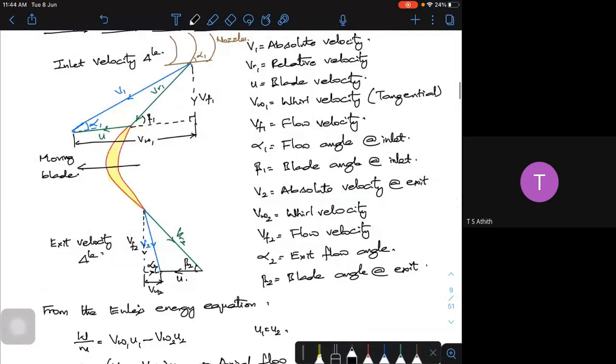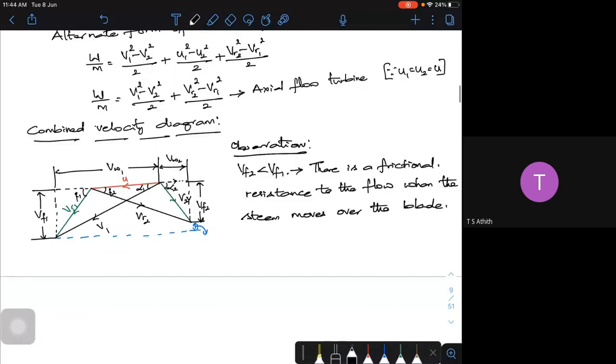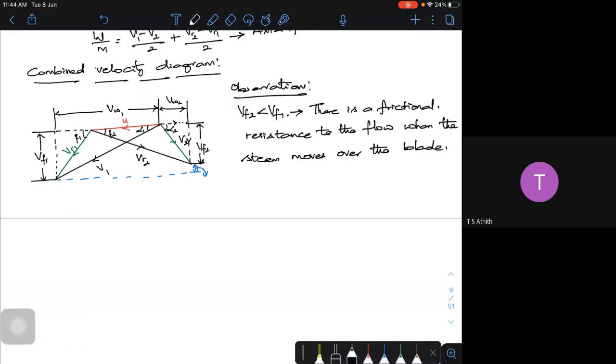Look at this. It is your VR1. The fluid will be coming like this with a relative velocity. That means there is some kind of a factor here. K is equal to VR2 by VR1. What is this K? K is the friction factor or blade velocity coefficient. It is also called the friction coefficient or friction factor.